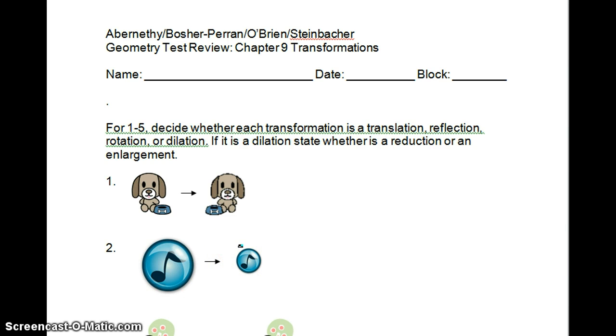This is your Chapter 9 test review for transformations. For numbers 1 through 5, decide whether each transformation is a translation, reflection, rotation, or dilation. If it is a dilation, state whether it is a reduction or an enlargement.